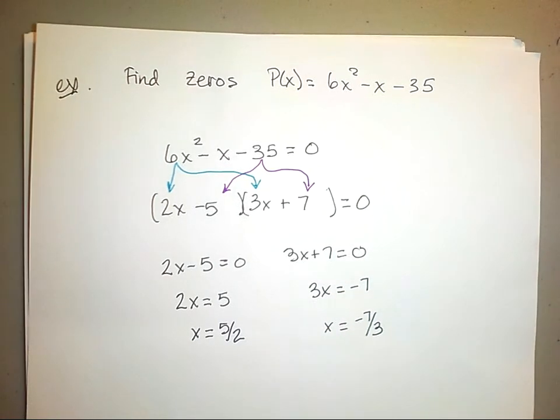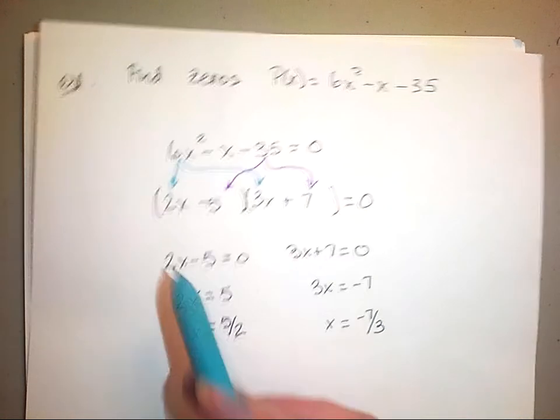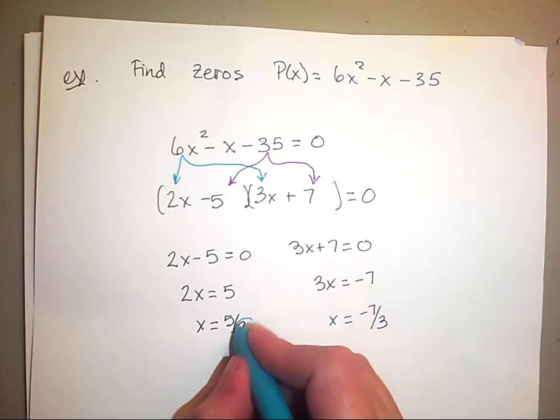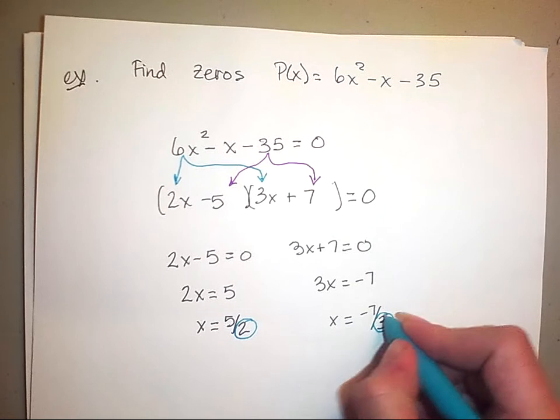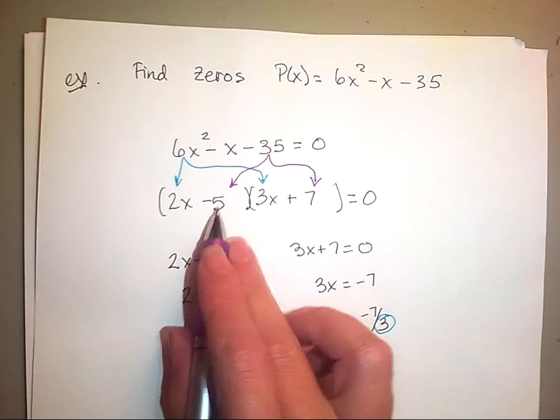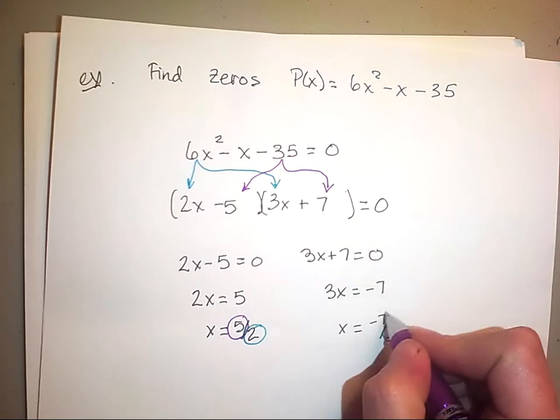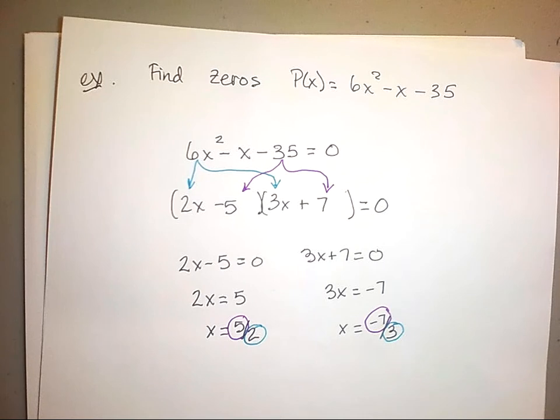But notice what happened when I did that. The 2 and the 3 are represented here, and the 5 and the 7 are represented up top here. So these are fractional answers, and these are rational zeros.